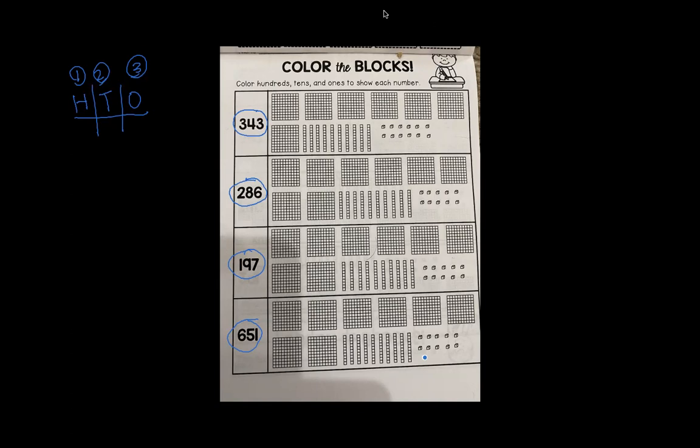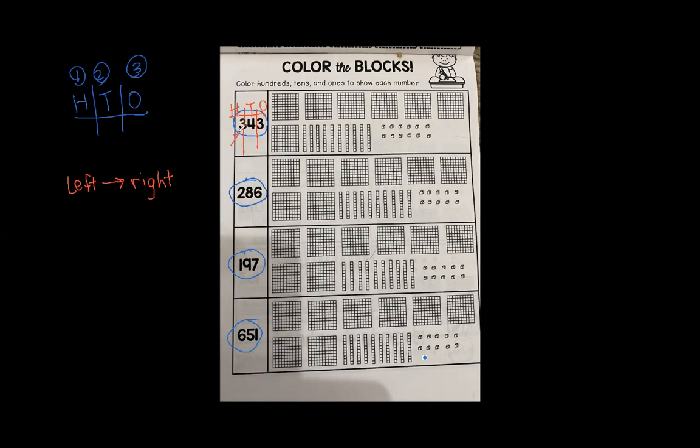When we look at our numbers, we read from left to right. We have to start at the highest place value. Let's divide these. We have our hundreds place, our tens place, and our ones place.